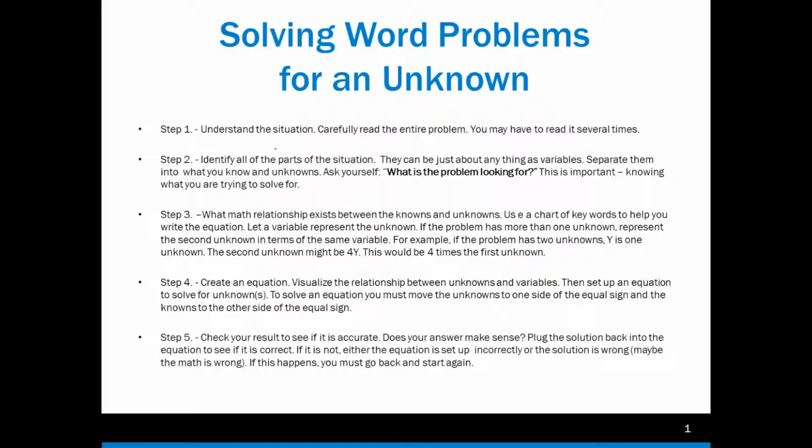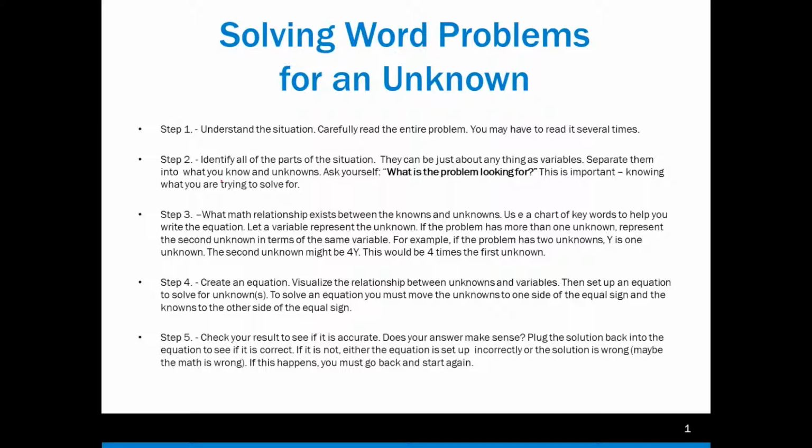Okay, so let's start here with step number one. You need to understand the situation, right? That means you carefully read the problem and read it several times, so that you can wrap your head around what the problem is all about.